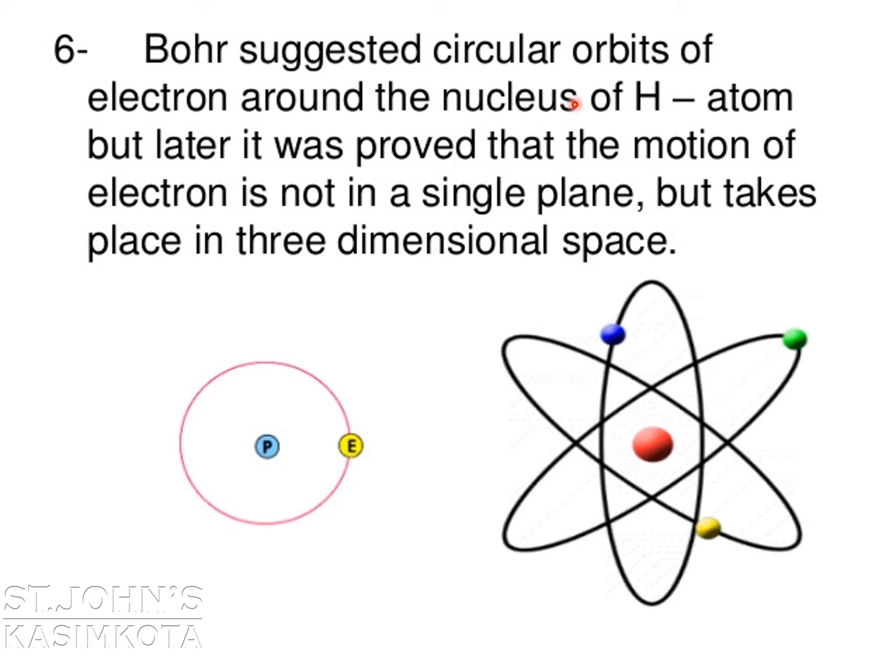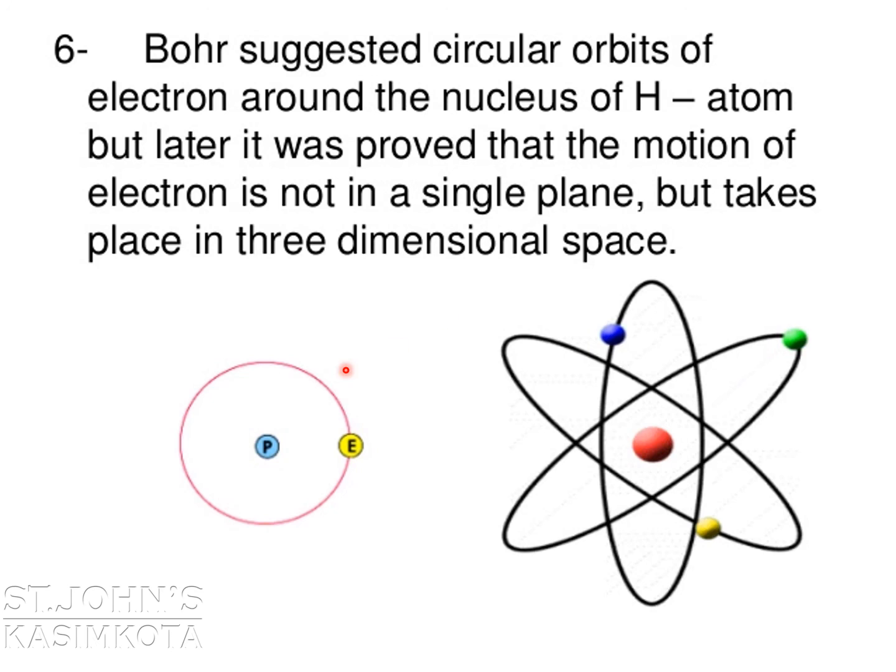Bohr suggested circular orbits of the electron around the nucleus of the hydrogen atom. Bohr suggested that the circular orbits of the electron were around the nucleus, but later it was proved that the motion of the electron is not in a single plane but takes place in three-dimensional space. Bohr felt that the electrons move around the nucleus, close to the nucleus, but later on it was proved that the motion of the electron is three-dimensional, along the length, breadth and height also. So in three-dimensional space, the electrons are moving around the nucleus.